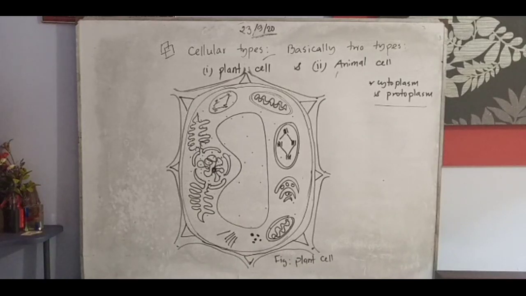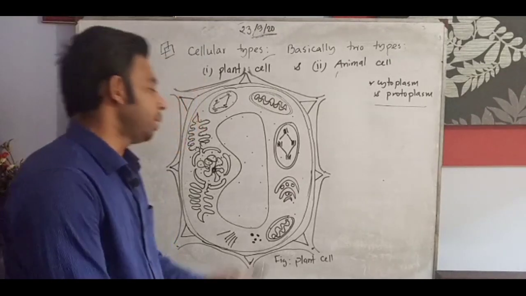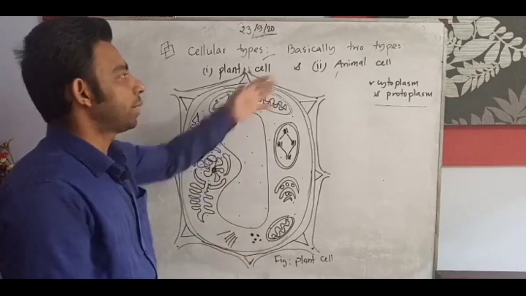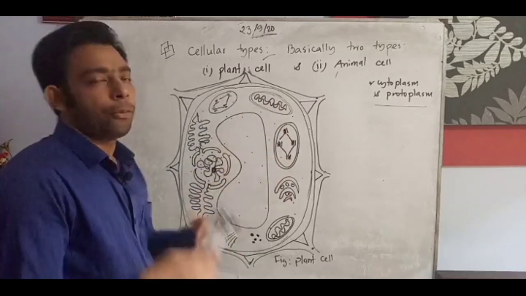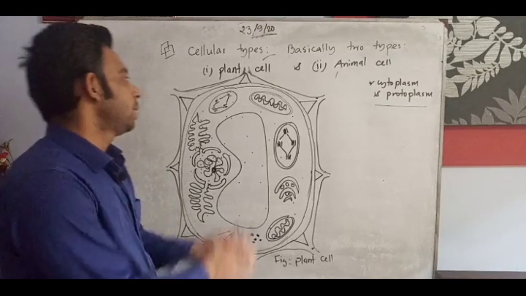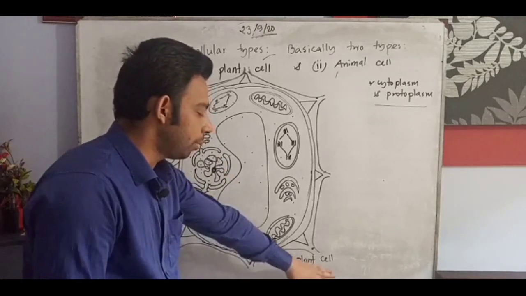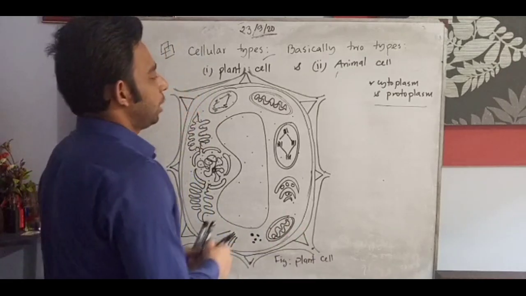Okay, so how can we easily draw the plant cell, since there are basic cellular types. Today we learn about the plant cell and animal cell, and whatever we learn here, in which way in short format we can draw the plant cell. Of course, you mention the figure below what you draw, and not only that, you can mark also.